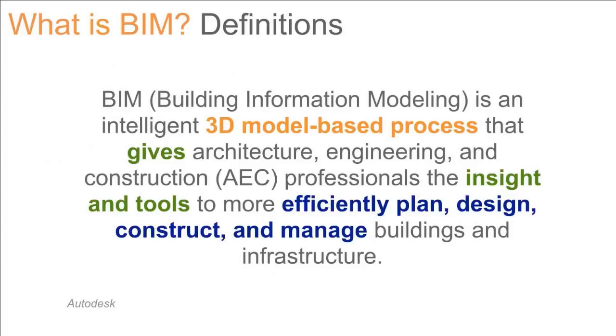Here are a couple of definitions that are floating around on the web. This one's by Autodesk, and their definition is that BIM, Building Information Modeling, is an intelligent 3D model-based process that gives architecture, engineering, and construction professionals the insight and tools to more efficiently plan, design, construct, and manage buildings and infrastructure. I think the key words there are that it's a 3D model that gives insight and tools to better plan, design, and construct projects.